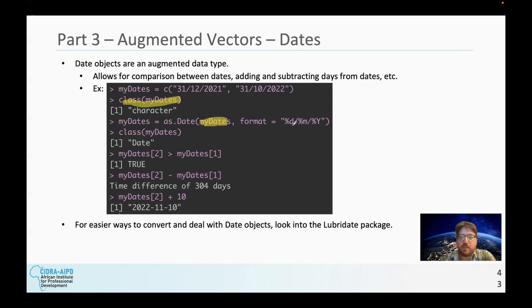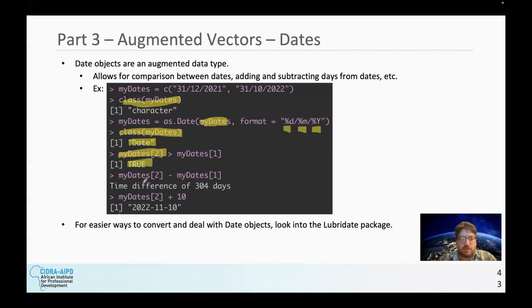Basically I'm saying first comes the day, followed by a slash, then comes the month, followed by a slash, and then the year. Notice the year is a capital Y. That means it's 4 numbers and not 2 numbers. So after I run this and I ask for the class of my dates, it tells me that it's Date, which is awesome. So now we can take the second date and ask, is it bigger than the first date? And the answer is yes.